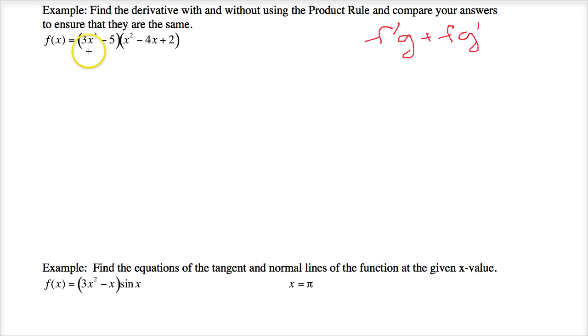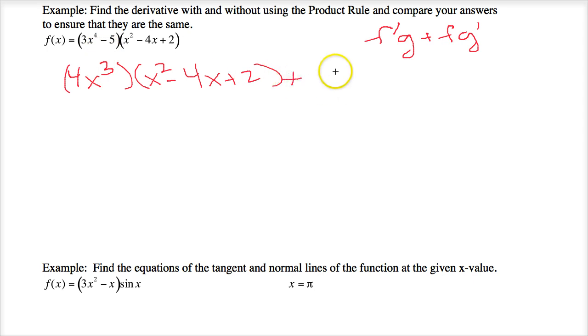So I'll take the derivative of the first one. The derivative of this one is 4x to the third, and the negative 5 cancels, and I'll leave the second one alone. Then I'll add. I'll leave the first one alone, times the derivative of the second one. And the second one here is going to be 2x minus 4. So that is a derivative using the power rule.